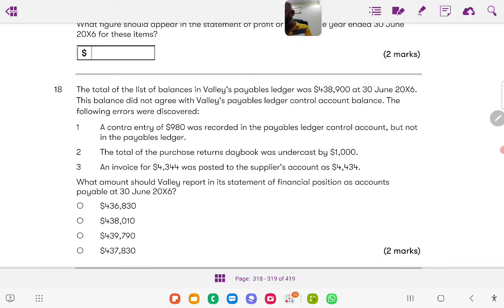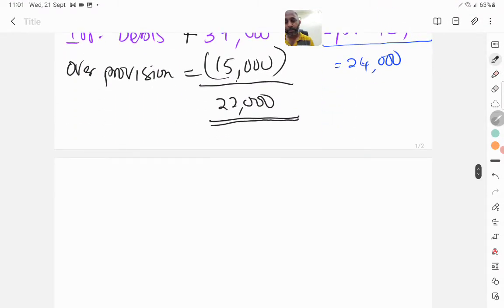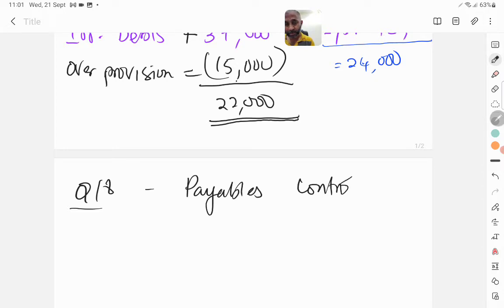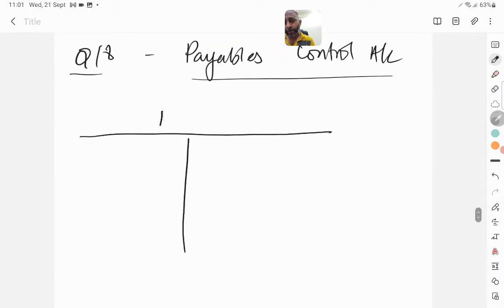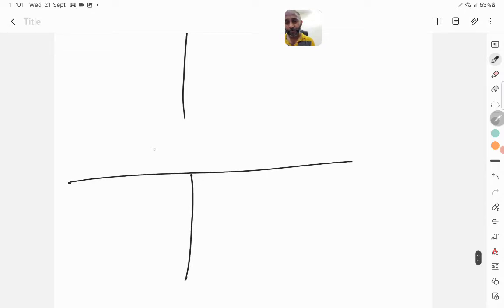Please remember what we have. What we have is two items. So question number 18 is related to payables control account. So here we need to have one account called the payable control account. Then we also need to have the payable list balances.